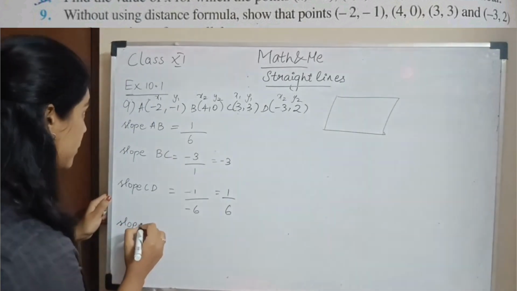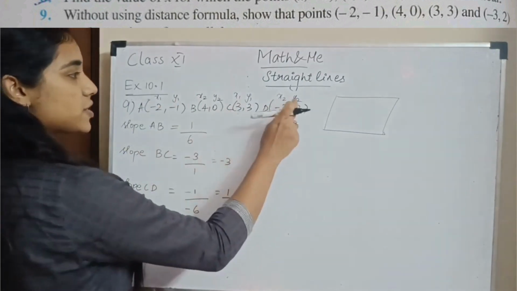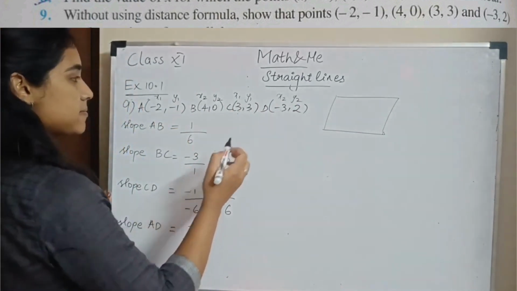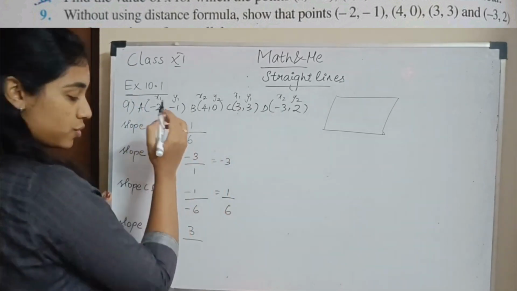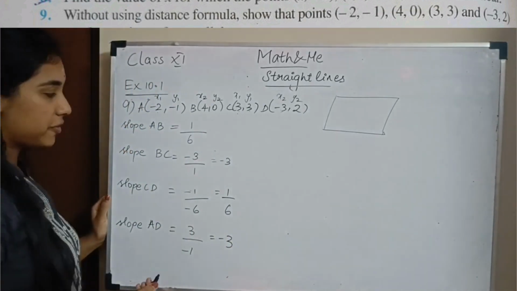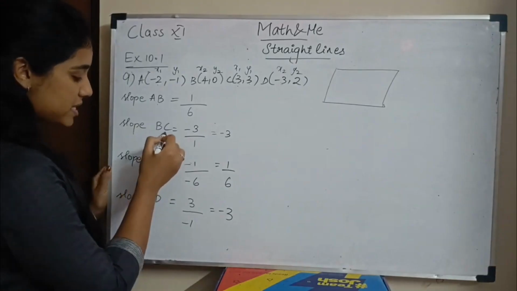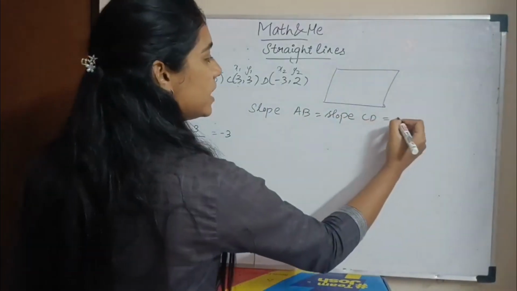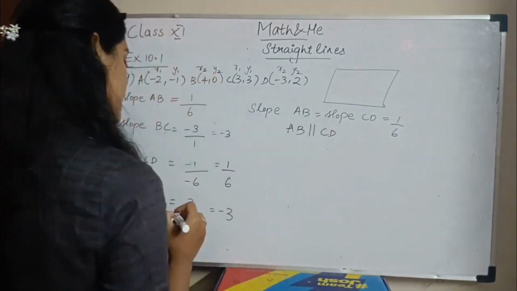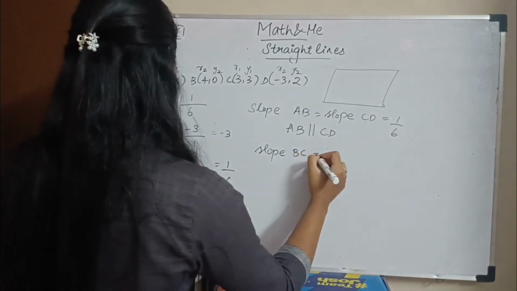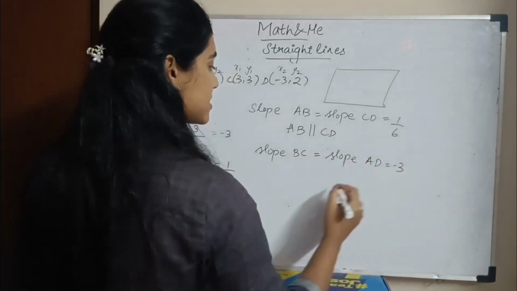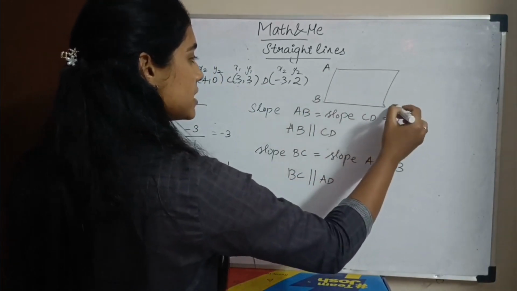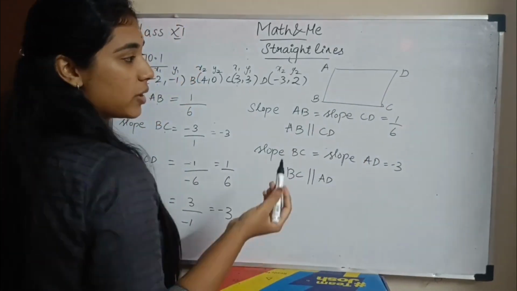You have slope AD. So this is your x1, y1, this is your x2, y2. You have y2 minus y1, 2 minus of minus 1 is 2 plus 1, 3 divided by minus 3 plus 2. So it's minus 1. So what do you have? Minus 3. So what do you infer from here? Slope of AB equals slope of CD. Slope of BC equals slope of AD. Slope AB equals slope CD equals 1 by 6, which means AB is parallel to CD. Similarly, slope BC equals slope AD, which is equal to minus 3, which means BC is parallel to AD. So what do we have? AB is parallel to CD and BC is parallel to AD. So these are the vertices of a parallelogram.